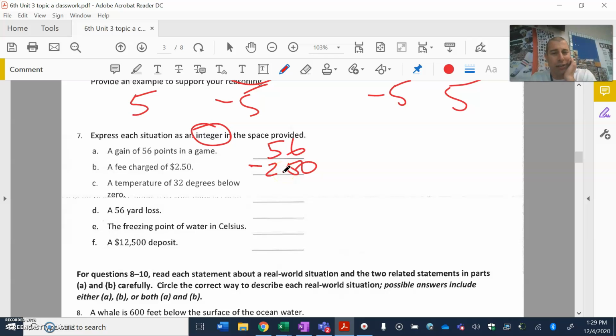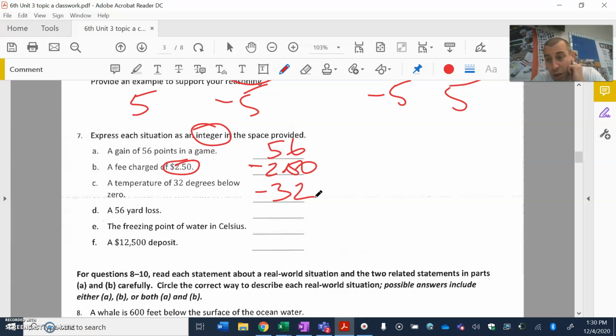So -$2.50. Now, there's actually a mistake with this particular problem because it says as an integer. An integer is a positive or negative whole number. That's not a whole number. That's got a decimal that's there. So technically, no, it's a little bit of a trick question there, but we'll just go along with this. A temperature of 32 degrees below zero, it is negative out. So again, there's your integer.